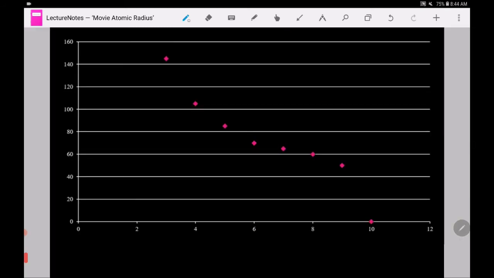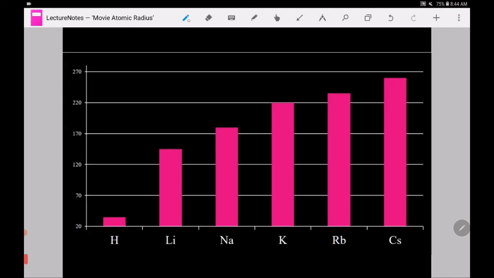So moving across the periodic table, the radius decreases, because we're adding protons to the nucleus, increasing the effective nuclear charge. As we move down the periodic table, the atomic radius increases because we're increasing the number of energy levels. So we're increasing the distance from the nucleus to the valence electrons.